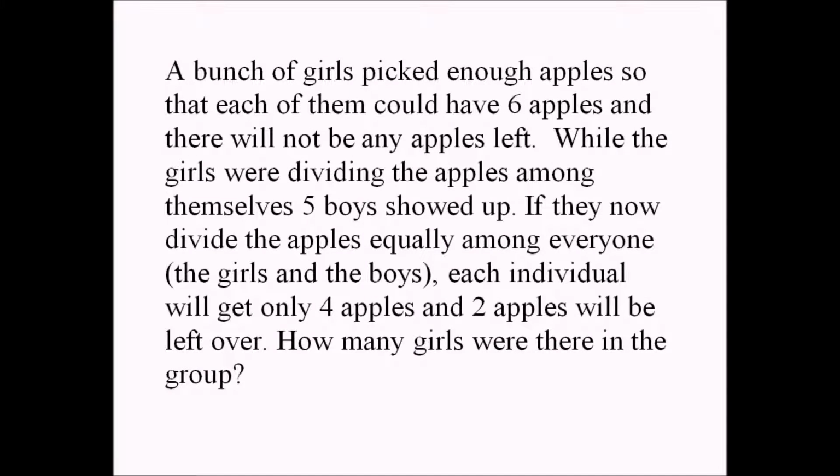A bunch of girls picked enough apples so that each of them could have 6 apples and there will not be any apples left. While the girls were dividing the apples among themselves, 5 boys showed up. If they now divide the apples equally among everyone, the girls and the boys, each individual will get only 4 apples and 2 apples will be left over. How many girls were there in the group?